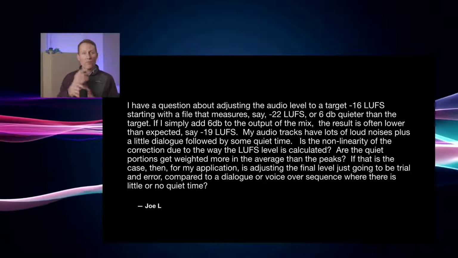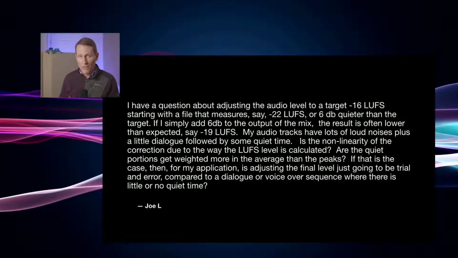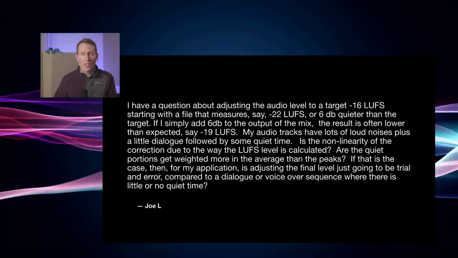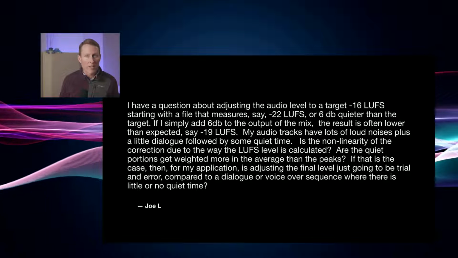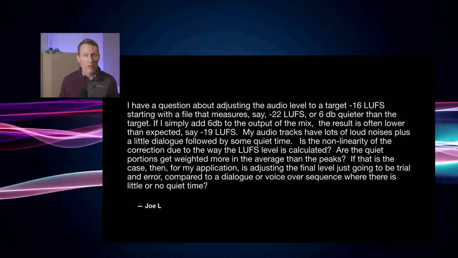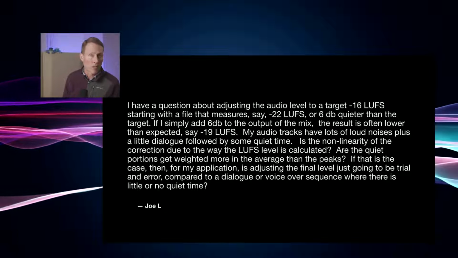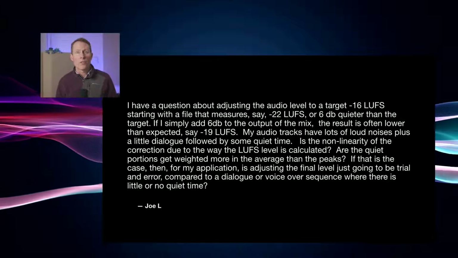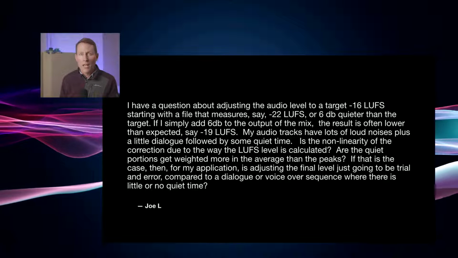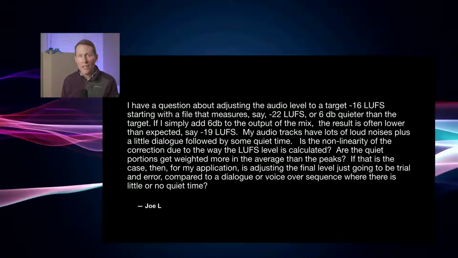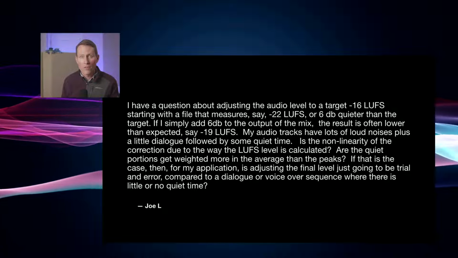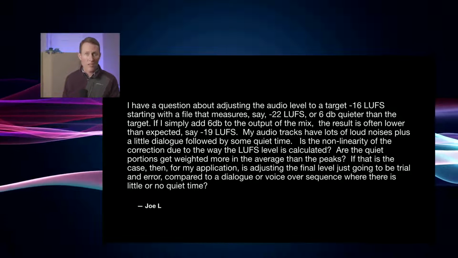Okay, next question is from Joe L, and this actually has to do with loudness. I have a question about adjusting the audio level to a target minus 16 LUFS, starting with a file that measures, say, minus 22 LUFS, or 6 dB quieter than the target. If I simply add 6 dB to the output of the mix, the result is often lower than expected, say minus 19 LUFS.